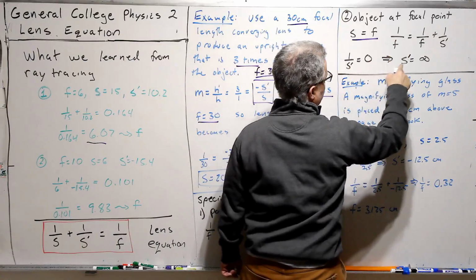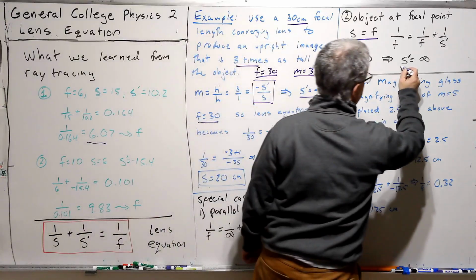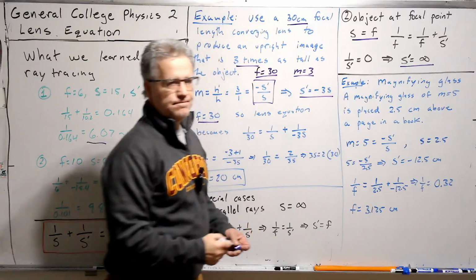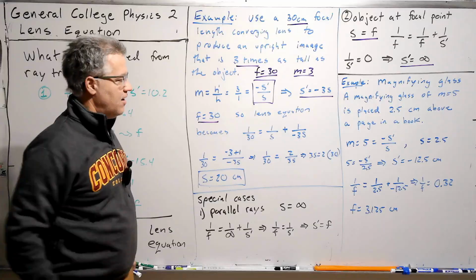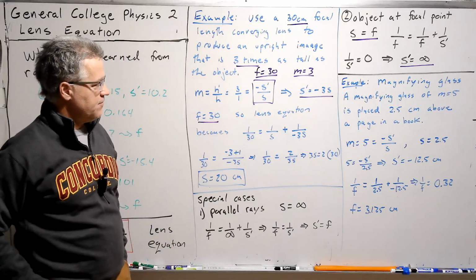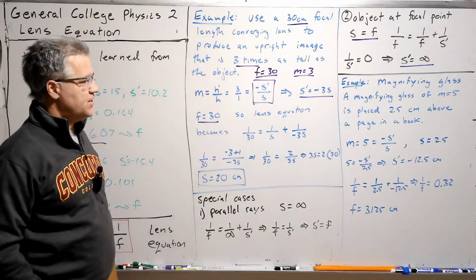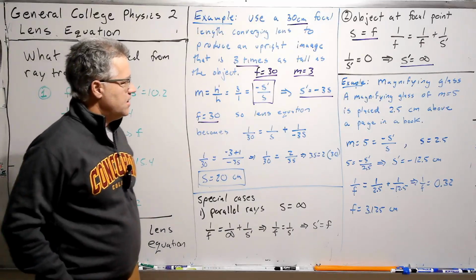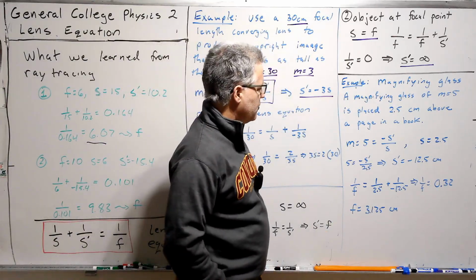Well, what does that imply? It means that s prime must be very, very, very large. So s prime is infinity here. So another sort of degenerate case here where we would go all the way off of our graph paper if we were doing ray tracing. So the lens equation handles these limiting cases. All right, let's finish with just one quick example here.